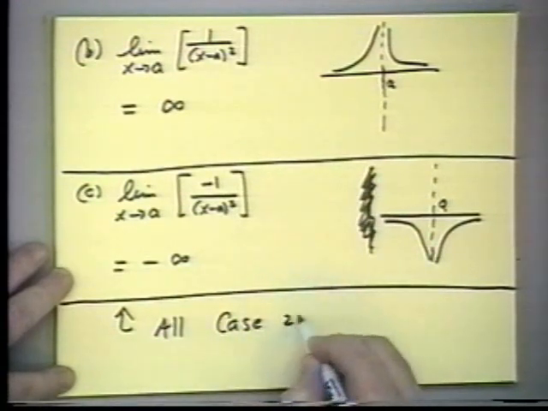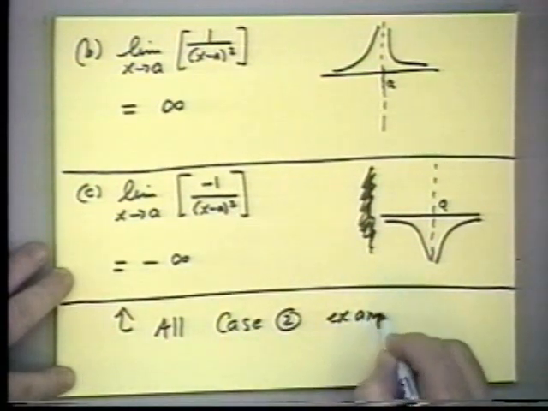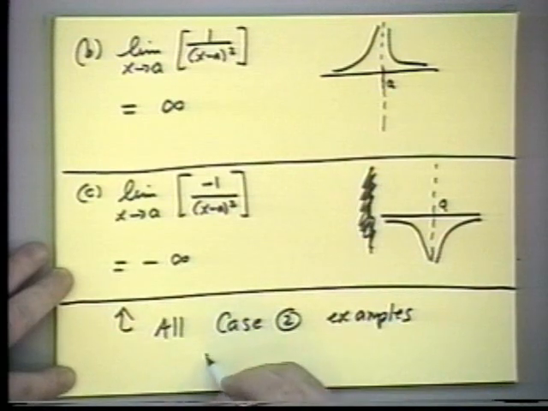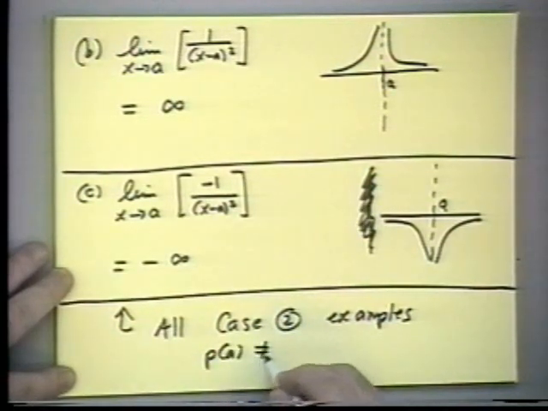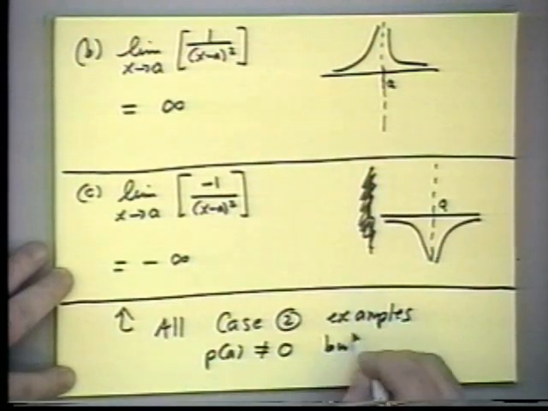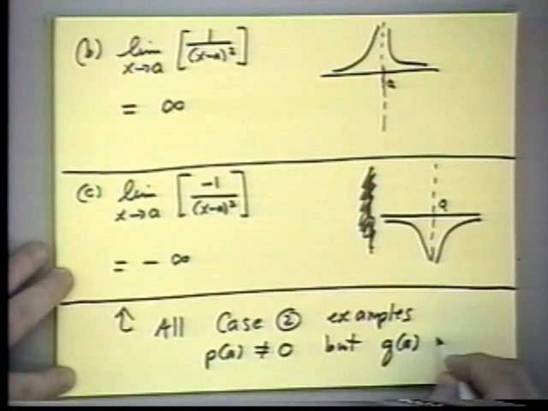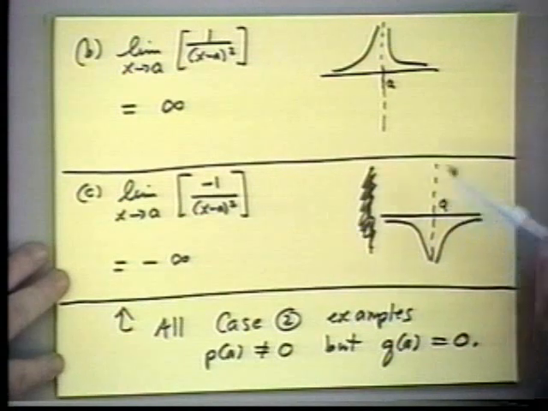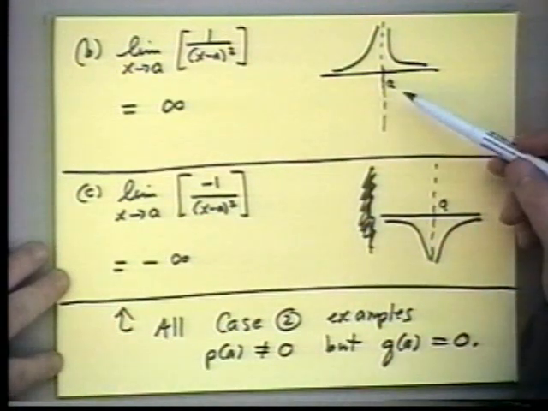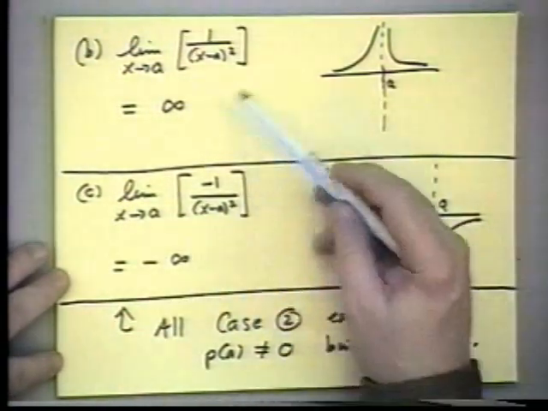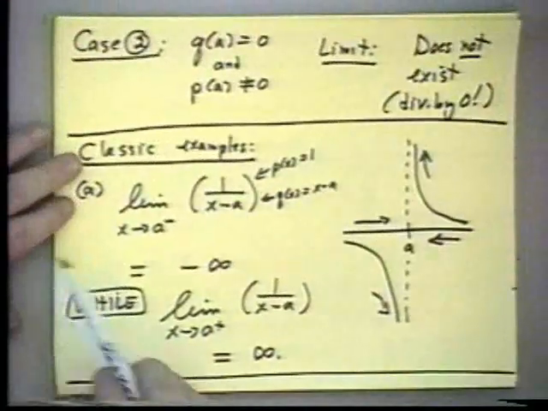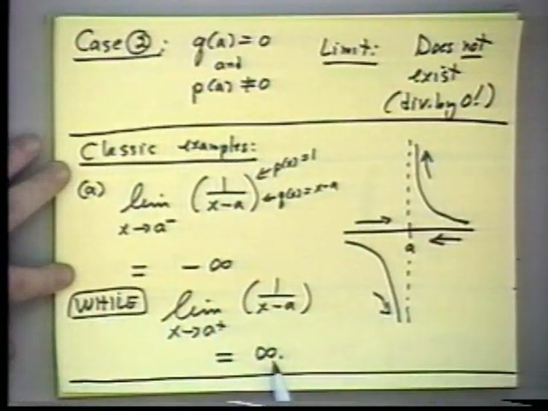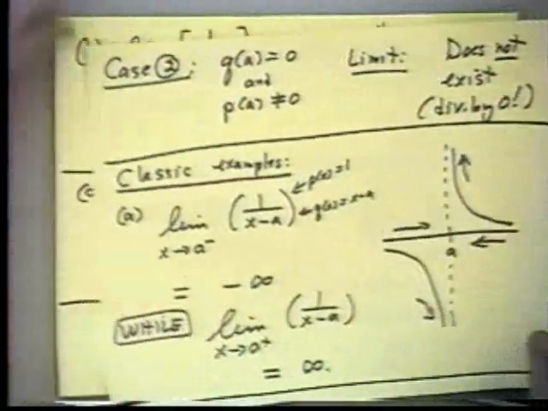Remember, all these case 2 examples have p of a, the top, not 0, but q of a, the bottom, definitely equal to 0. And in every one of these cases, you ended up with some sort of vertical asymptote. And the function could be minus infinity, infinity, or in the very first case, it could be minus infinity on one side and infinity on the other side.